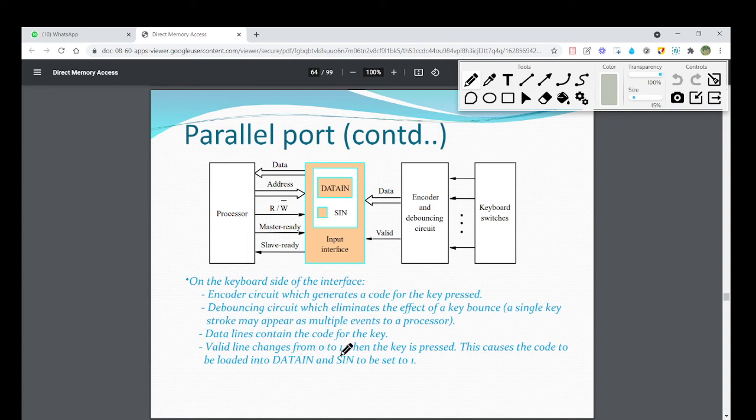The valid line changes from 0 to 1 when a key is pressed. Whenever a key is pressed, this valid line changes its state from 0 to 1 in order to indicate that a key is pressed. This causes the code to be loaded into the data in, and SIN is set to 1. With the help of this valid line, SIN is set or reset. If a key is pressed, SIN will be in the one state to tell that a key is pressed. In this way, the parallel port interface circuitry is used to connect the processor with the keyboard.